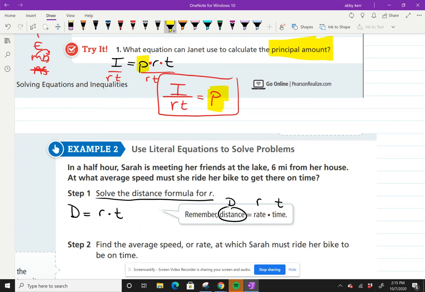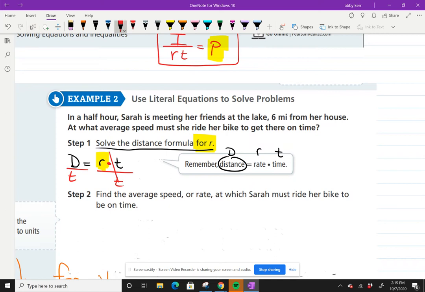Now it tells us what we're solving for. Solve for R. So I'm going to highlight the variable that I want isolated. Once again, follow PEMDAS. There is no adding or subtracting in this case. So we have to divide by T because it's being multiplied. To undo multiply, you divide. So now we have the formula R equals D over T.